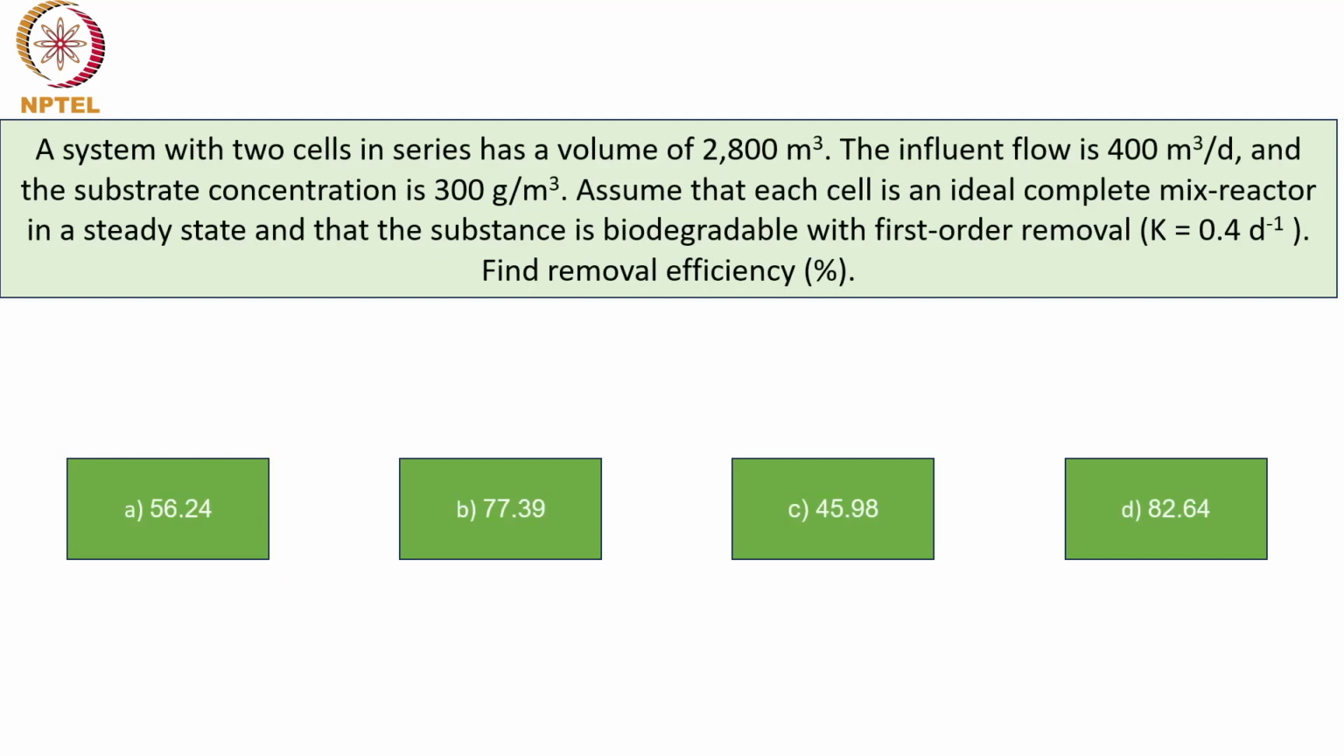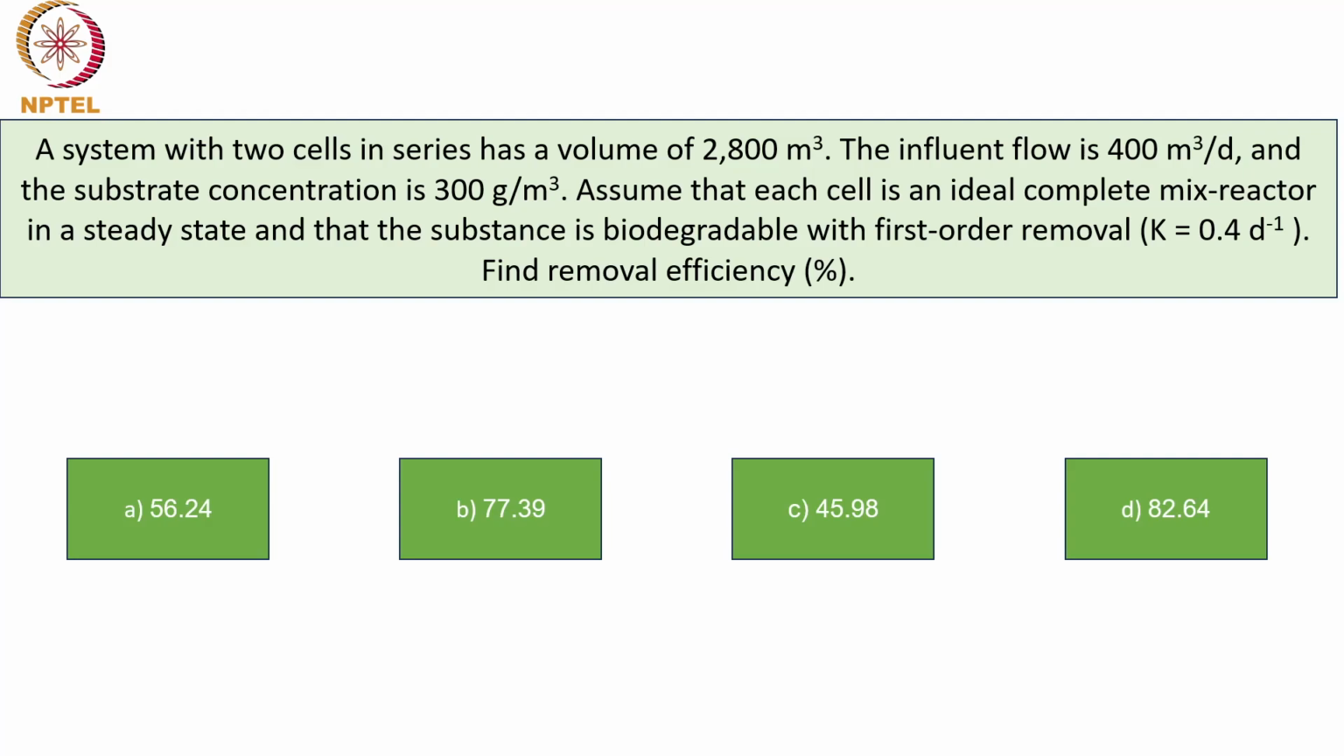Okay. A system with two cells in series has the same volume. The influent flow is 400 meter cube per day and the substrate concentration is 300 gram per meter cube. Assume the cell is an ideal complete mix reactor in a steady state and the substance is biodegradable with first order rate constant K is equal to 0.4 per day. Find the removal efficiency. Does anyone know what is the formula for removal efficiency?